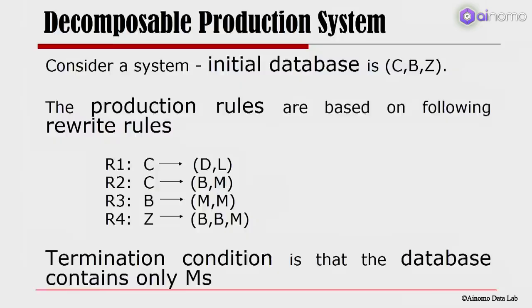Let us now look at the other form of production system that we have highlighted in the beginning, the decomposable production system. In order to understand the decomposable production system, let us consider an initial database which is C, B and Z, and the production rules are based on the following rewriting rules. C could be written as DL, C could be written as BM, B could be written as MM, and Z could be written as BBM. I am looking for a termination condition when the database contains only M.